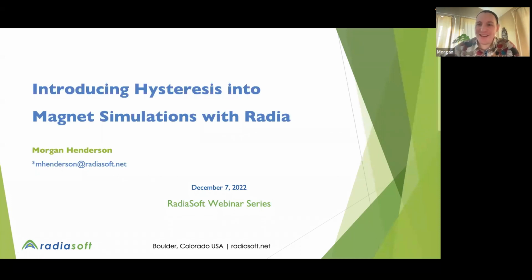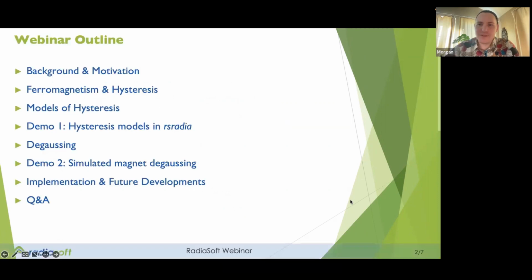As you've probably pieced together by now, we're going to be talking about adding hysteresis models to the Radia magnetostatics library. So first, just a quick outline of what we're going to discuss today. We're going to start with some background and motivation for why we would care about adding this kind of functionality to an existing piece of software.